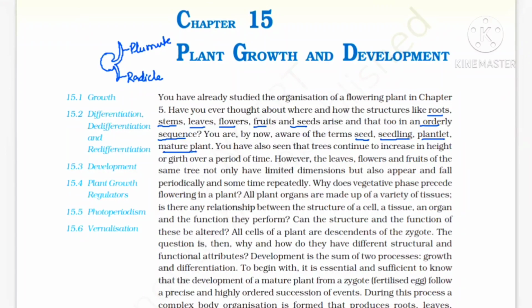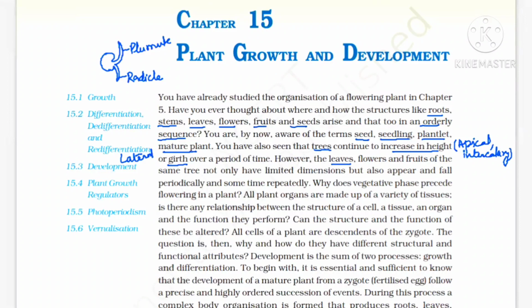Now, if you know very well, plants and trees increase in height. So the increase in height is because of the apical meristem or because of the intercalary meristem. Because of these two reasons, the plant is increasing in height. And it is increasing in girth because of the lateral meristem. So you know very well that trees will grow in height as well as girth.